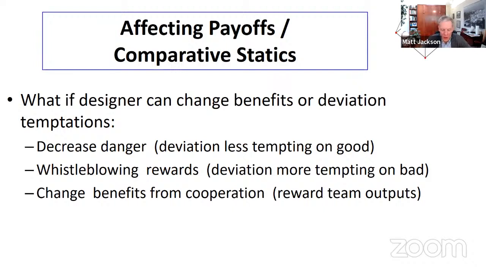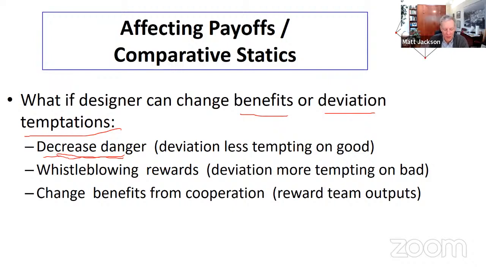Then what you might want to do is directly try to change the benefits and deviation temptations. You can say, look, we're not in a good situation. We're not able to get good cooperation and not bad, so let's try to affect the payoffs. What kinds of things could you do? Well, you could decrease the danger. If I make patrolling safer, then maybe they don't have to worry as much. If I give them bulletproof vests, more backup and better weapons, then they feel safer in those situations.